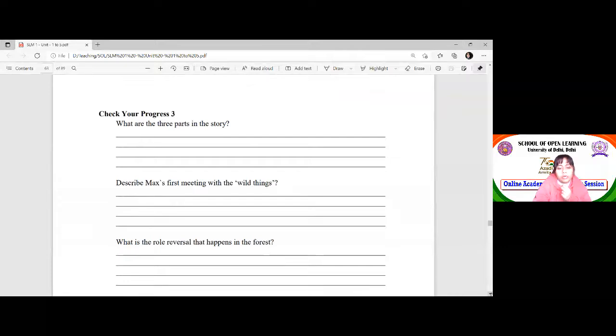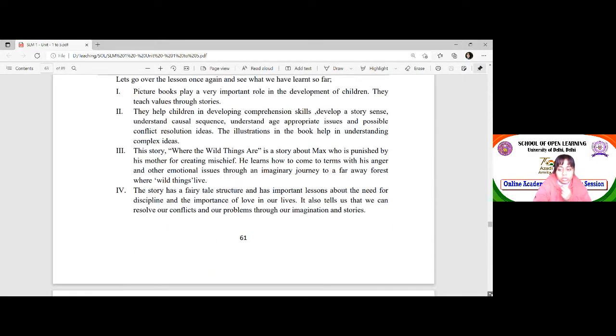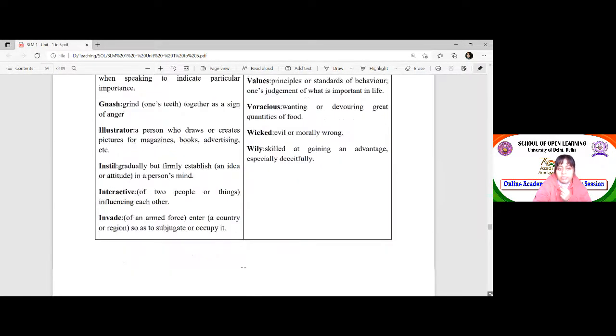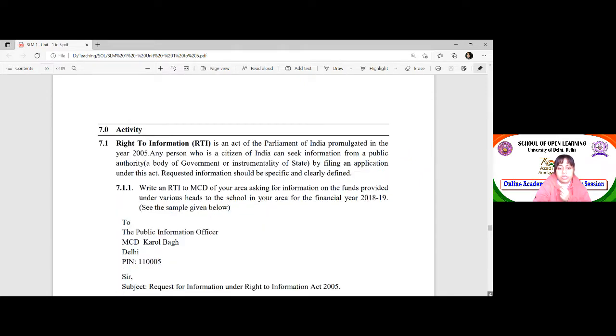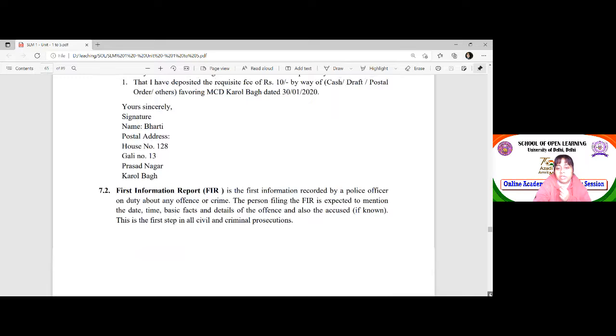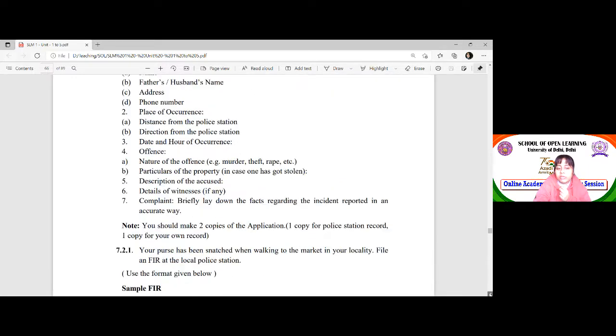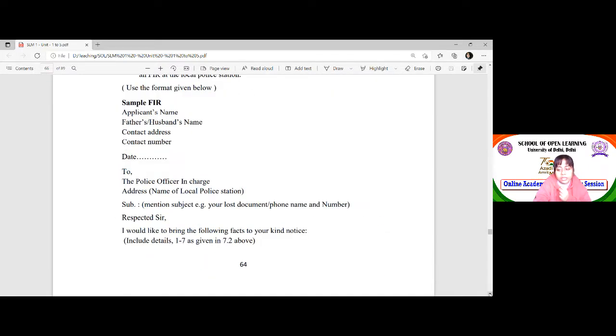So, okay, for today, this is how much we will cover in the story. Like I said in the beginning of the class, we will first look at the FIR and then we will look at the RTI. First I will teach you the FIR, which is the first information report.